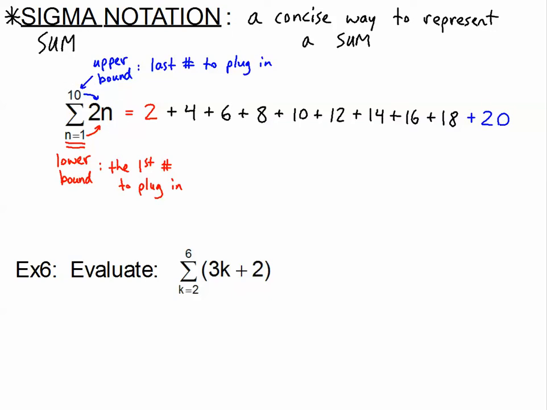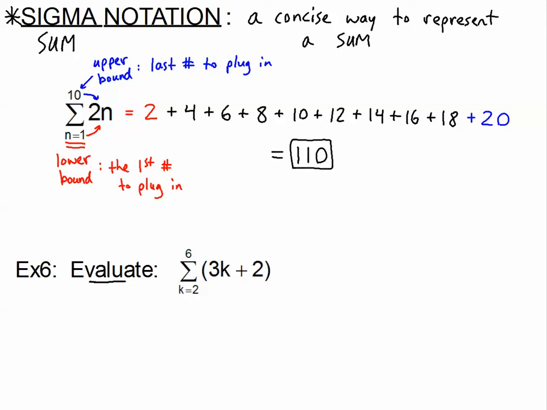Now this sum ultimately is trying to add up to a certain number. If we added all of these numbers together, we would have 110. So we still need to be able to find the sum, but the first thing we need to do is be able to unlock what this symbol means. So let's look at example 6. It says to evaluate, and the word value is almost in that word. Evaluate means to find the number that it's equal to.